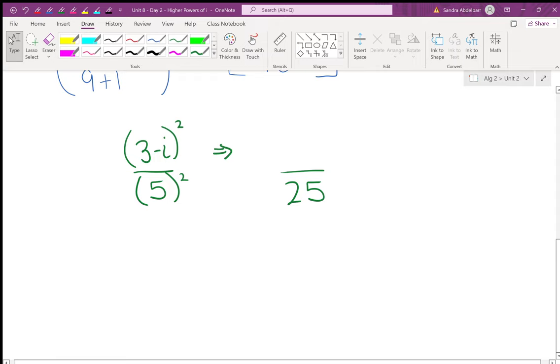In our denominator, we get 25. In our numerator, can I just distribute and get 9 minus 1? Do I do that? No, I don't just distribute in that exponent. What do I have to do here? FOIL it out.